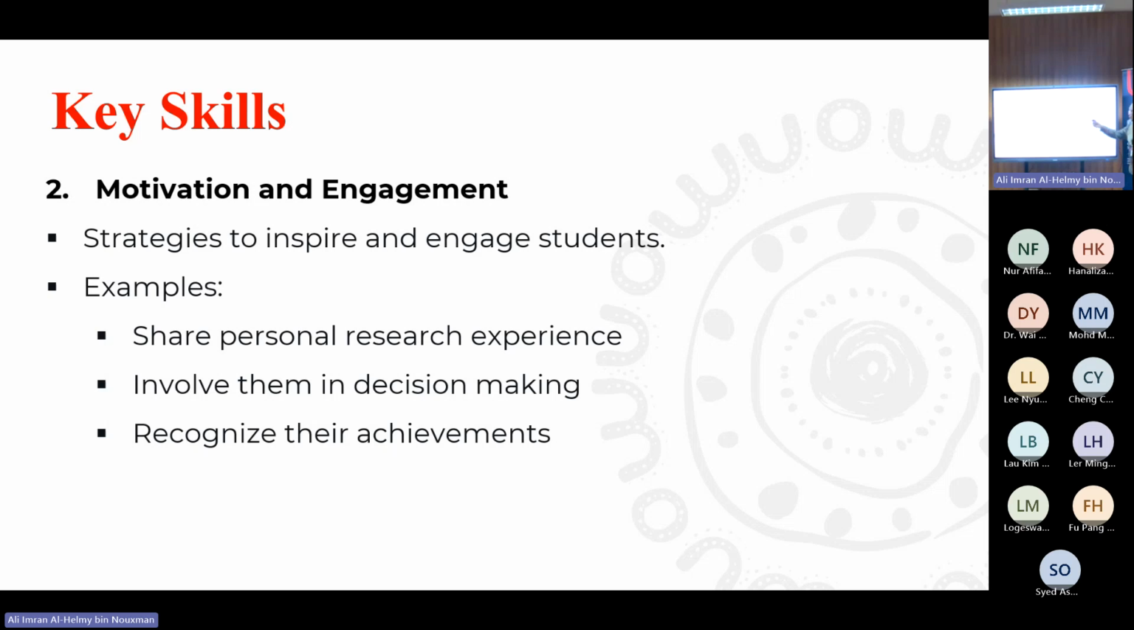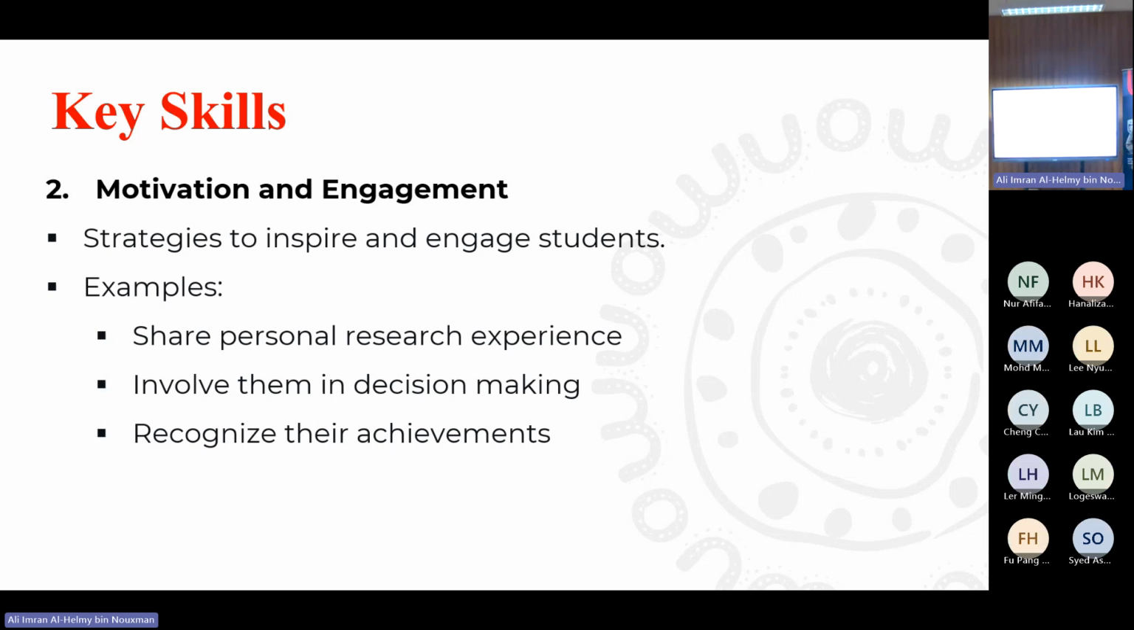One, you can share your personal research experience. Sometimes when they are totally blur and have no idea what to write, the first thing we can do is share previous theses and previous FYP reports so that they have ideas. These are the 5 chapters, and these are the components of the 5 chapters, so that they have some ideas. Two, involve them in decision making.